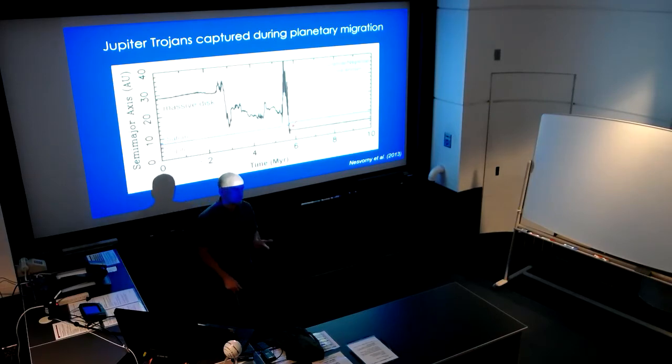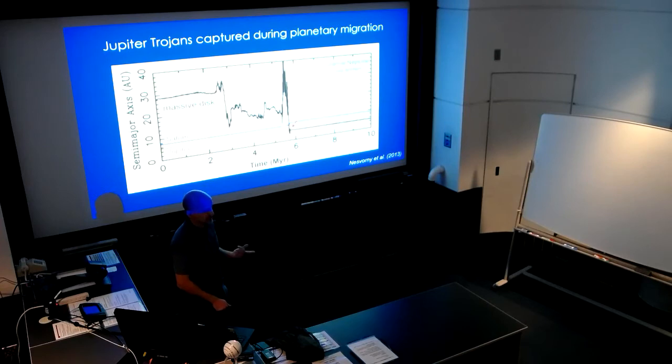The probability of this is 5 times 10 to the minus 7 per each body in the original disk. But it turns out to be just the right number, because the original disk had 20 Earth masses. Then 20 Earth masses times 5 times 10 to the minus 7 gives you 10 to the minus 5 Earth masses, and that's exactly the mass of Trojans inferred from observations. So even if it's very unlikely, given that Jupiter Trojans have almost no mass, this is plausible.